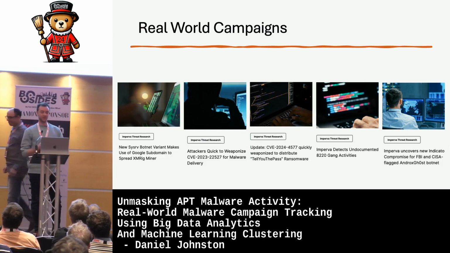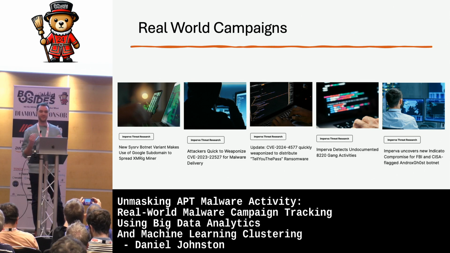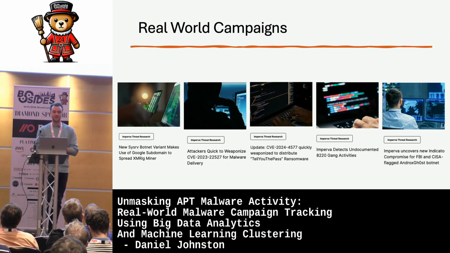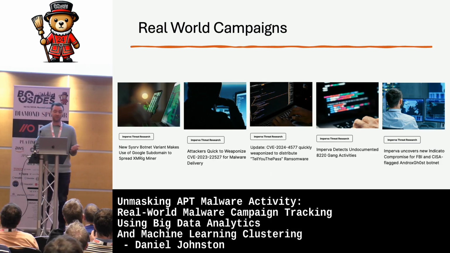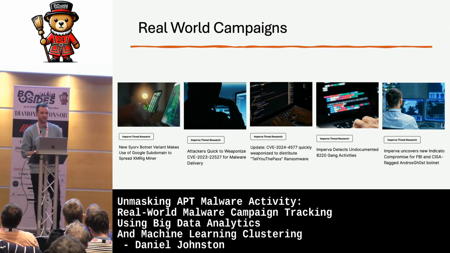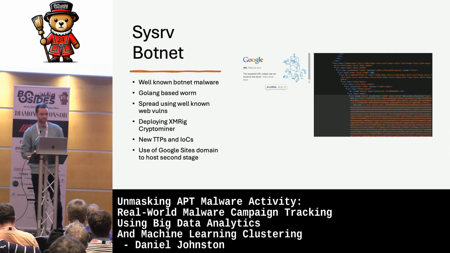Okay. So now that we know how we apply the machine learning clustering and anomaly detection to identify the campaigns in our large enriched data set, I want to talk about some of the real-world campaigns that we've actually identified using this framework. I'm not going to get time to go through all of the campaigns that we've identified, so if you're interested in that, I would encourage you to check out the Imperva blog on the Imperva website, and you'll be able to see more of the campaigns that we've seen.